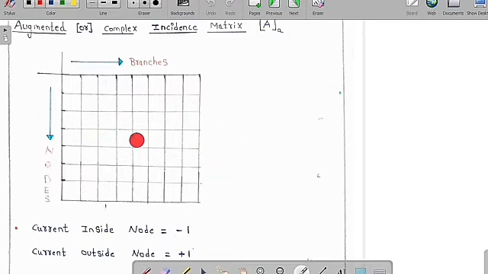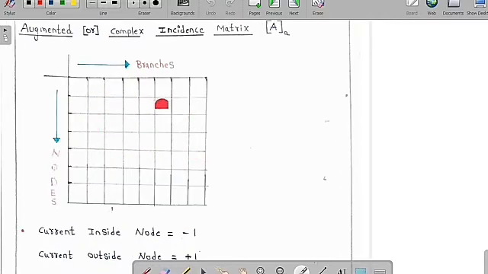That matrix gives you information about how many branches intersect at each node, and also the direction of the current in each branch, which we can know from the graph itself. So from this diagram we know that the number of rows is equal to the number of nodes, and the number of columns is equal to the number of branches.